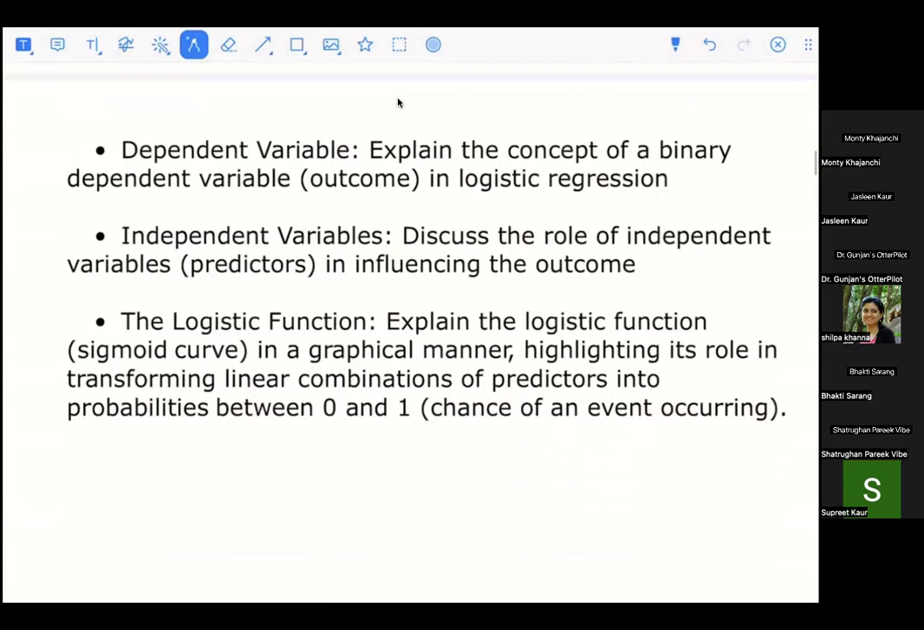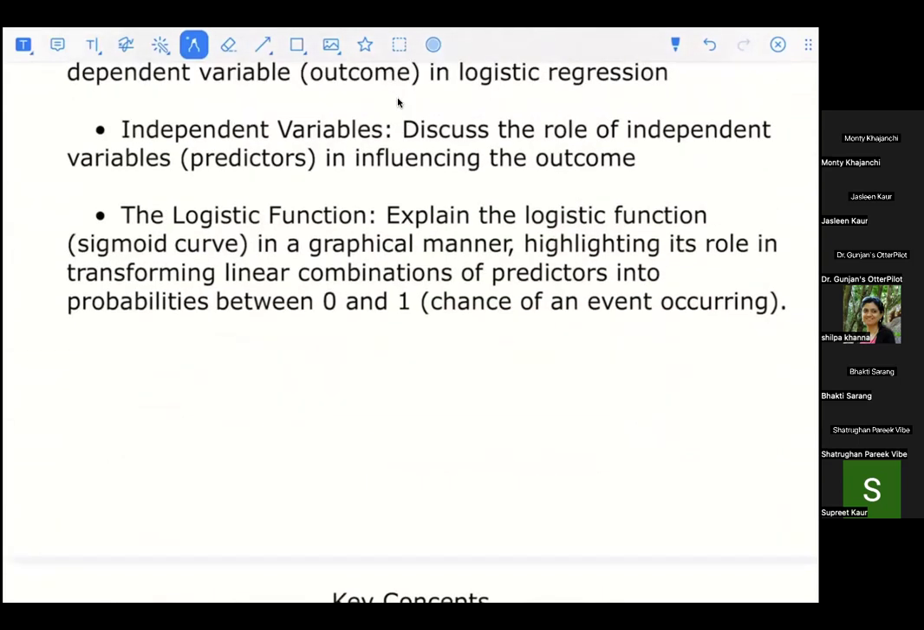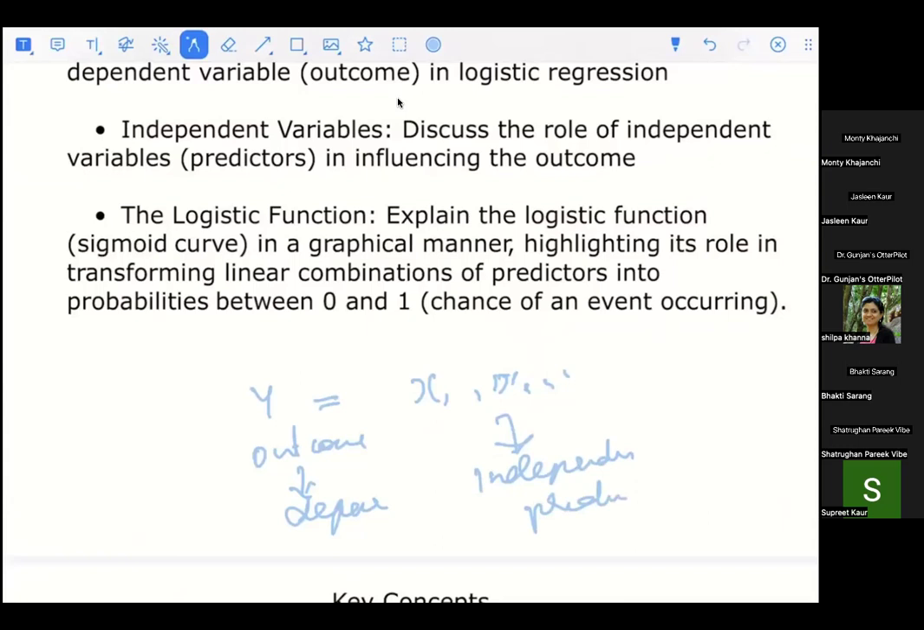Now, you must be knowing all these things: what is a dependent variable, independent variables, then the logistic function. We were discussing this dependent variable. The dependent variable is on the left side of the equation; it is the outcome variable. Then these x1, x2, x3, etc. are the independent variables. They are also known as the predictors. So we have two types of variables: the dependent variable, and predictor variables or independent variables.